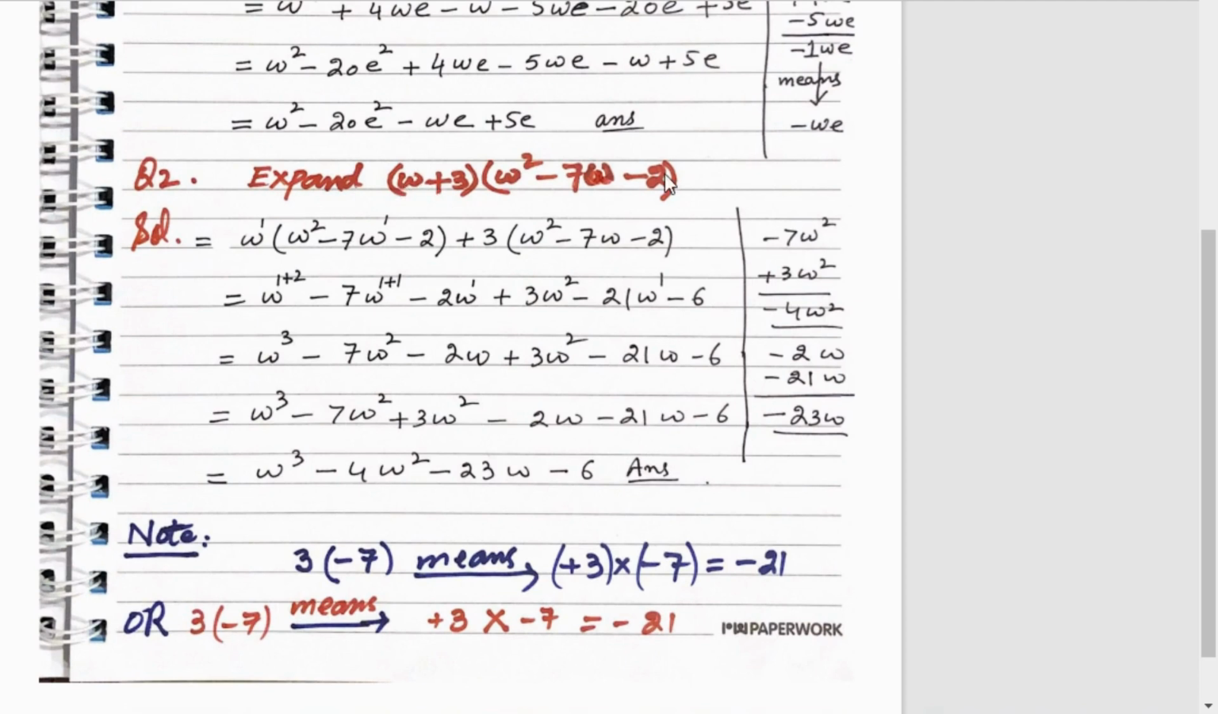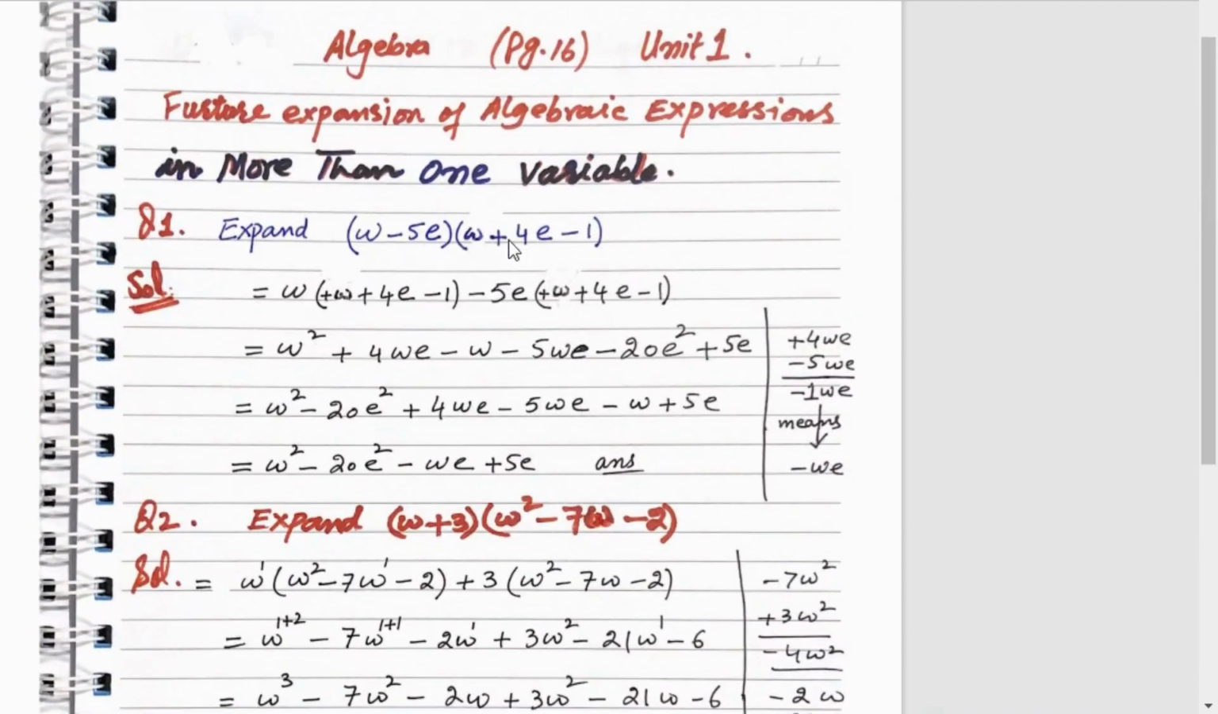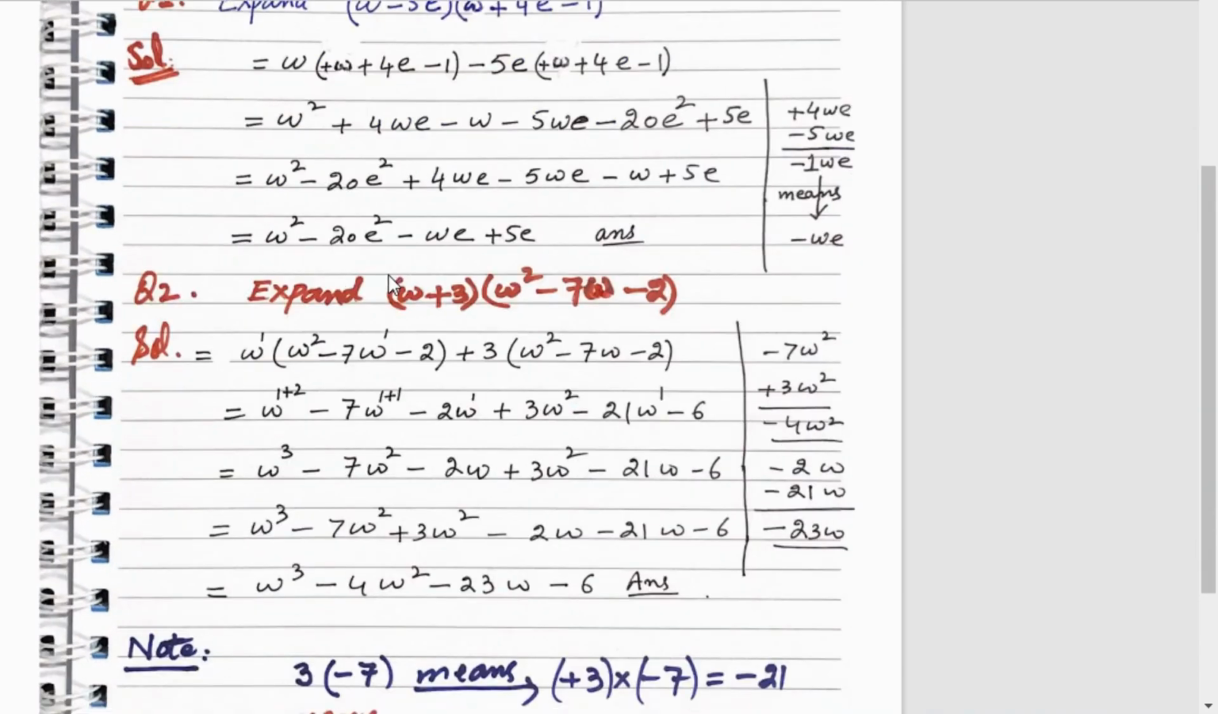Expand this. What is the difference? Look at this. In question number 1, there is no square power involved. In question number 2, one square power is involved. So it is a bit different. We will do the same. We will fix the second bracket and make it ready for the multiplication with the help of w and plus 3 like this.